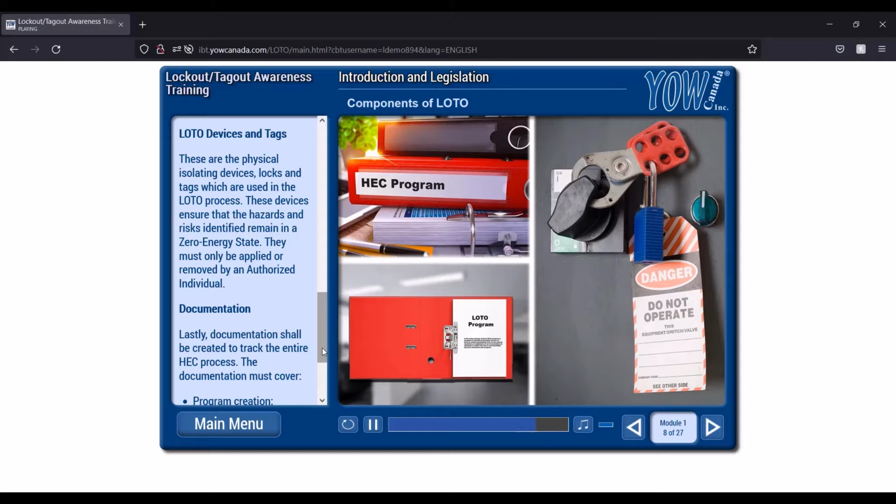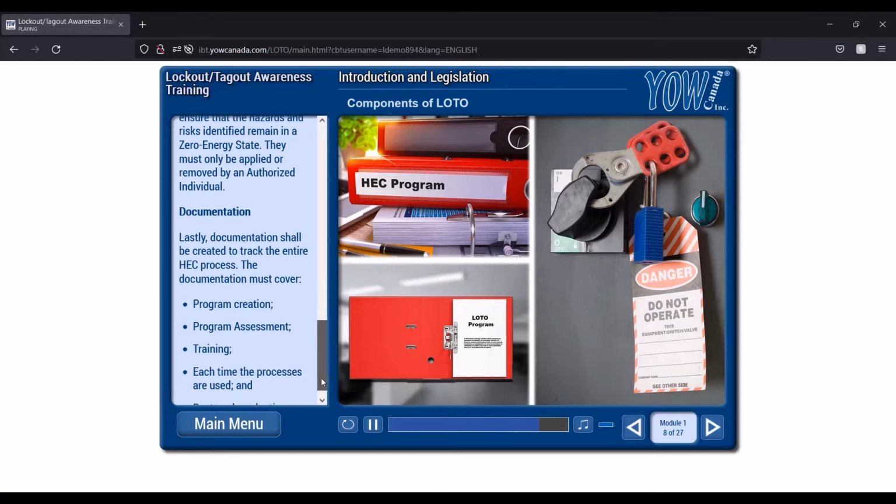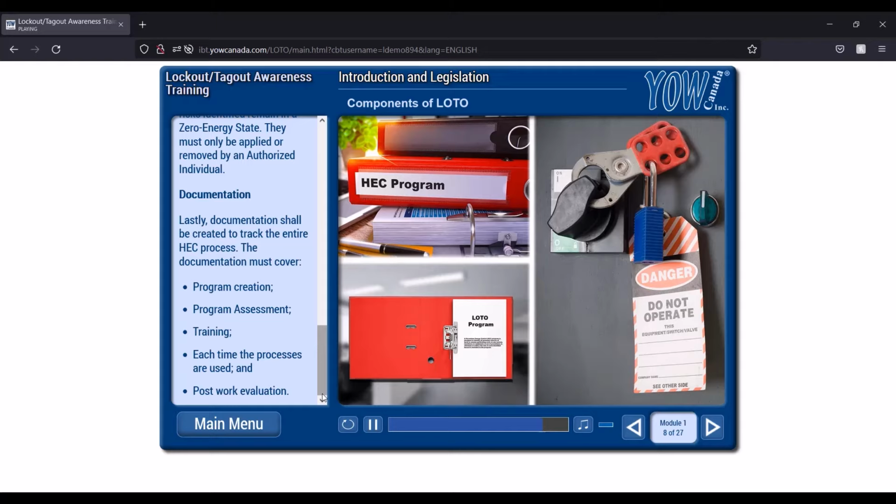Documentation. Lastly, documentation shall be created to track the entire HEC process. The documentation must cover program creation, program assessment, training, each time the processes are used, and post-work evaluation.